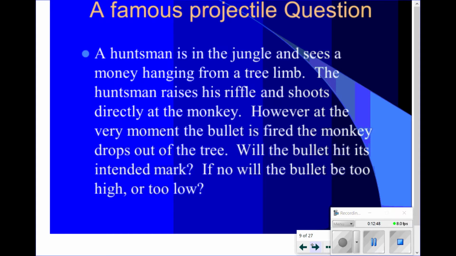My question is, will the bullet hit the monkey where it intended? If not, will the bullet be too high or too low? So will the monkey drop out of the way, or will the bullet still be lower than the monkey when it gets to that location where the monkey would have been? So again, simply pause the video for a couple of seconds, just think about what your answer is, and then simply continue playing the video.